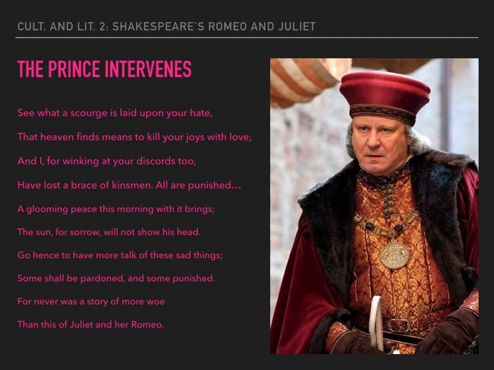All are punished." And then he ends the play almost in a true Shakespearean form, this royal highness who's always above the squabbling of the people. He says, "A glooming peace this morning with it brings. The sun, for sorrow, will not show his head. Go hence to have more talk of these sad things. Some shall be pardoned, and some punished. For never was a story of more woe than this of Juliet and her Romeo."